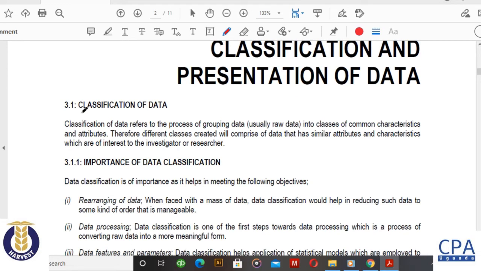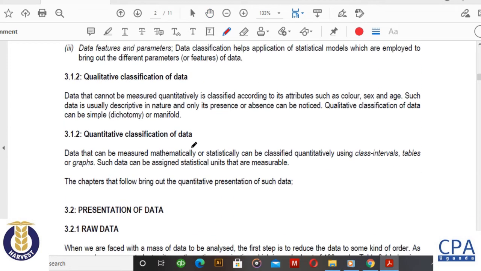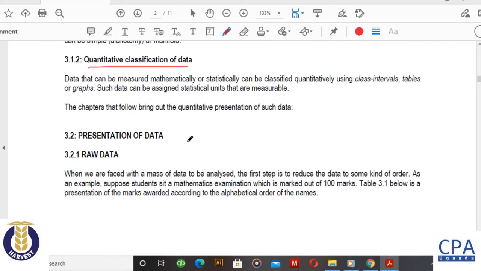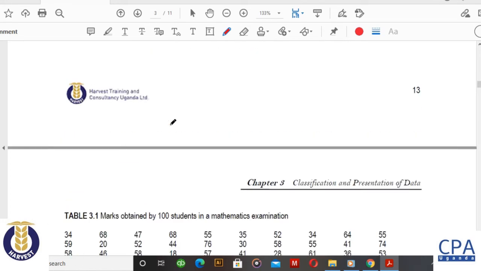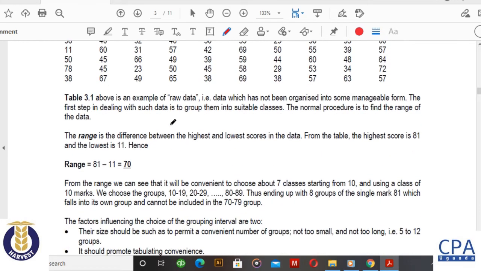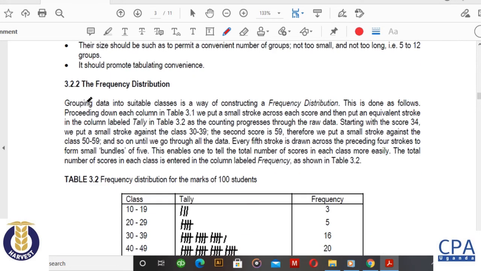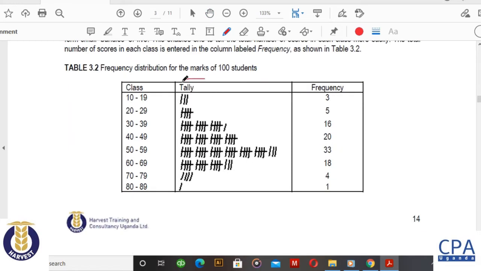We have looked at classification of data. We have looked at the importance of classifying data. We've had a discussion on qualitative and quantitative data classification. And of course, we've looked at the presentation of data, where we have tallied. We, of course, had a discussion on how to construct a frequency distribution table. I demonstrated in the previous lecture how to tally and how to come up with the frequencies.